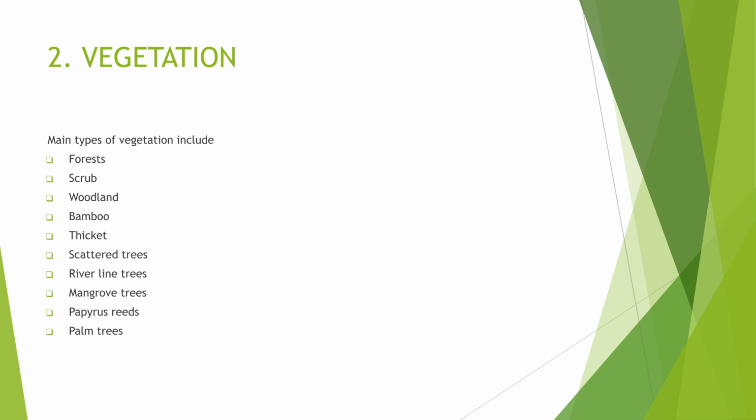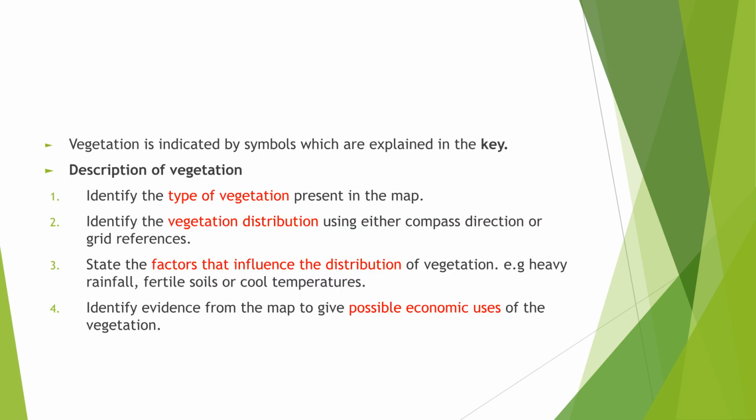Main types include forests, scrub, woodland, bamboo, thicket, scattered trees, riverine trees, mangrove trees, papyrus reeds, and palm trees. Vegetation is indicated by symbols explained in the map key. To describe vegetation, identify the type, distribution, factors influencing distribution, and possible economic uses based on map evidence.